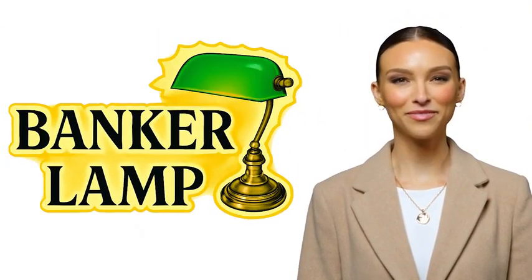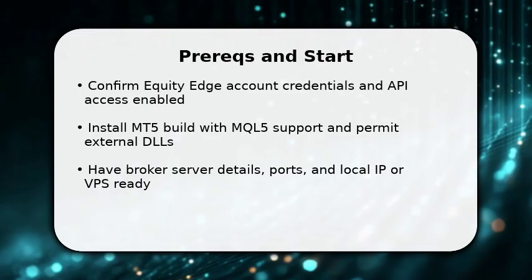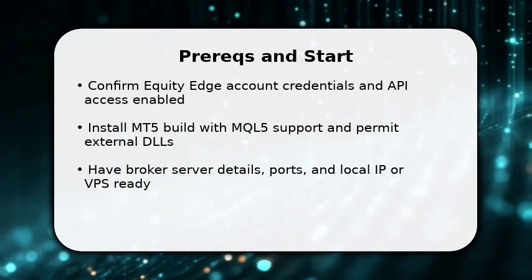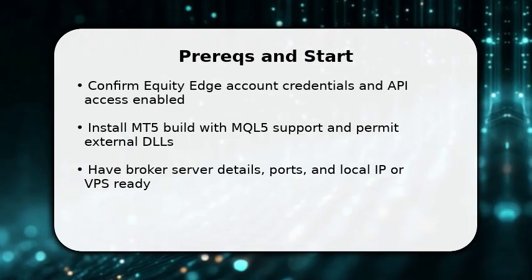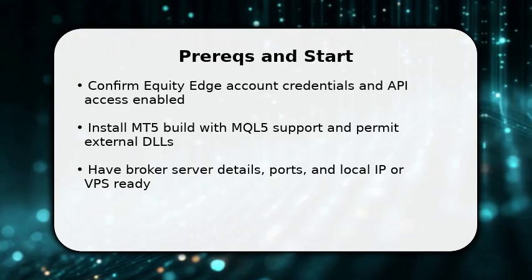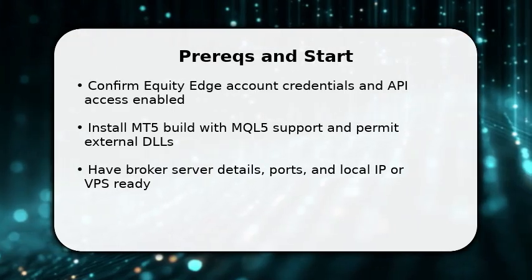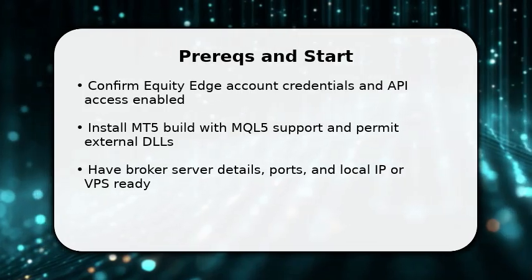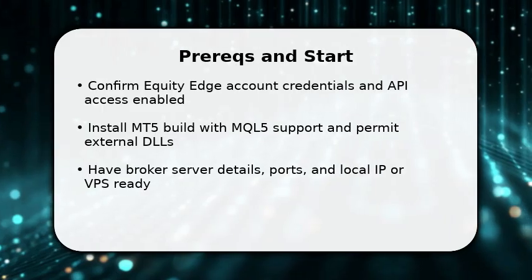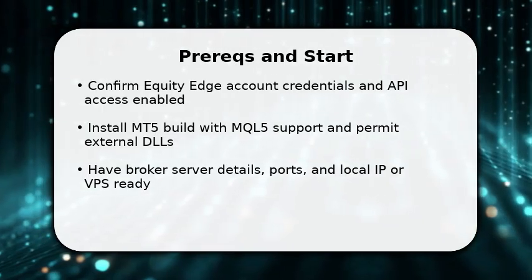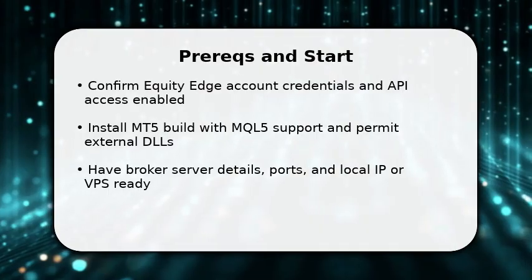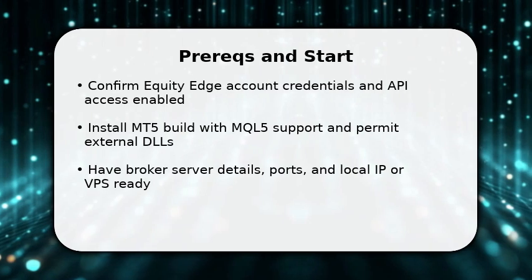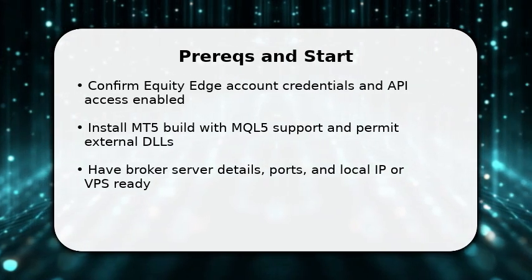Please enjoy the video. You begin by confirming API access and credentials for Equity Edge. This is mandatory because Mt5 needs token-based authentication to pull positions. Once done, install a current Mt5 build and enable external DLLs in settings so the connector can run. Also, make sure you have your broker server address, port, and either your machine IP or VPS ready. That information lets you configure secure sockets and whitelist the origin for the Equity Edge API.